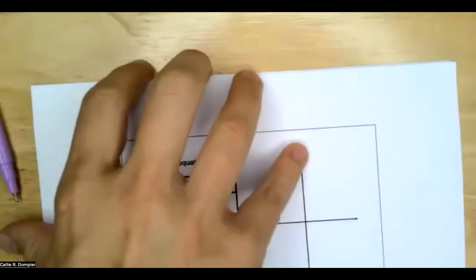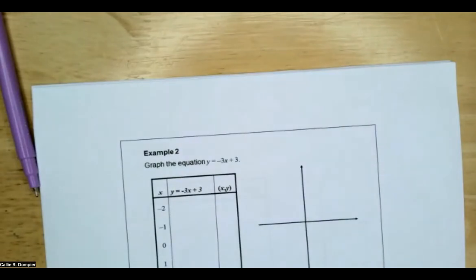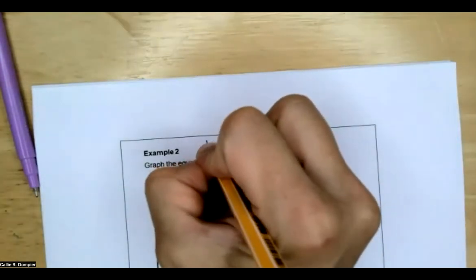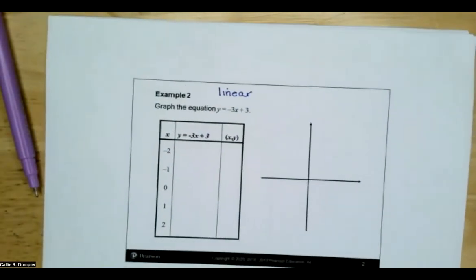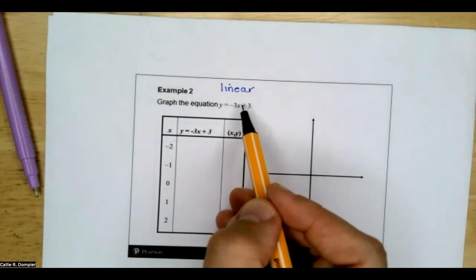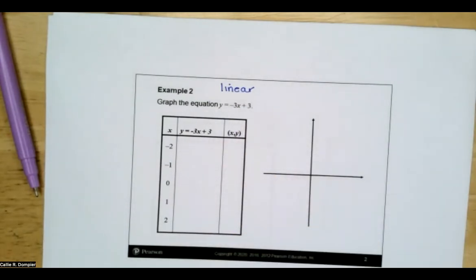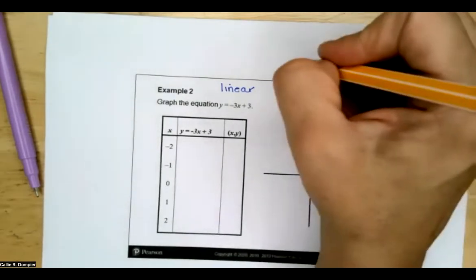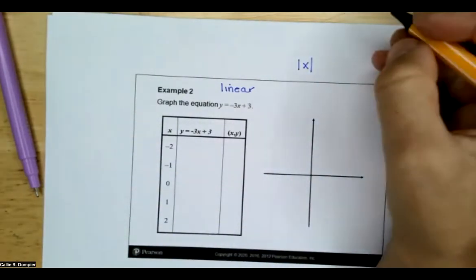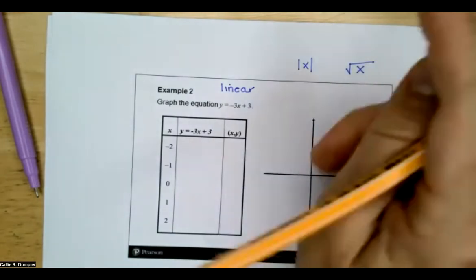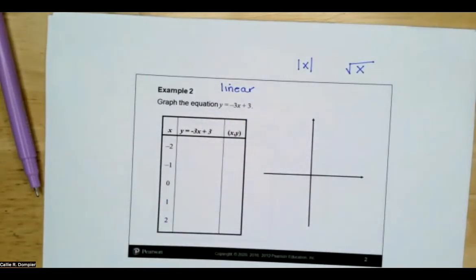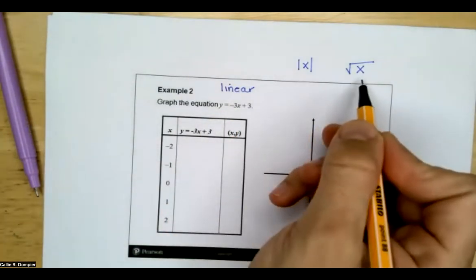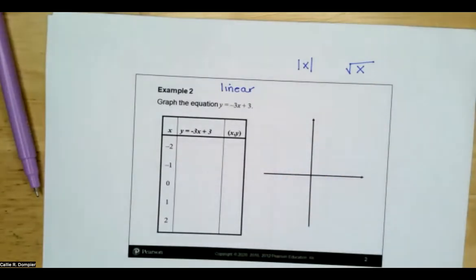All right, so for example 2, they have asked us to graph the equation y equals -3x plus 3. This is a linear equation. Linear means it is a straight line, okay? Anytime you have x raised to a second power, maybe y raised to a second power, you won't have a linear equation. Absolute value of x is not a linear equation. Radicals are not linear equations. But if x is just, it maintains, it doesn't get raised to any power and it's not under anything, it can be linear.